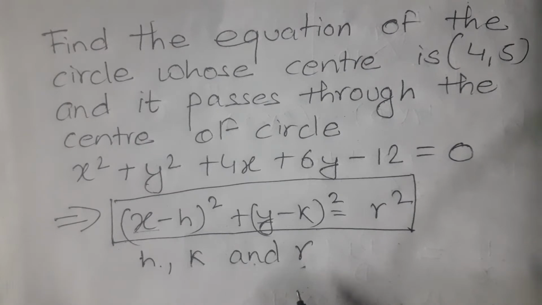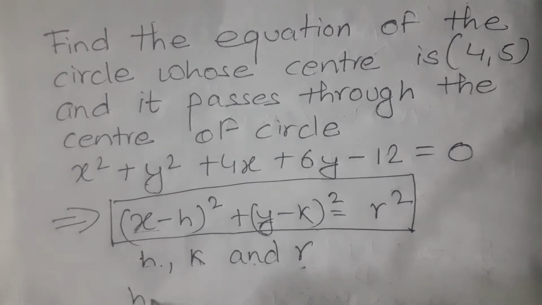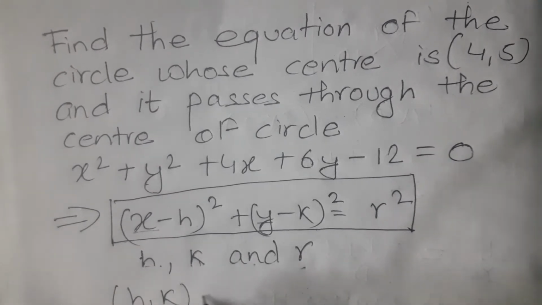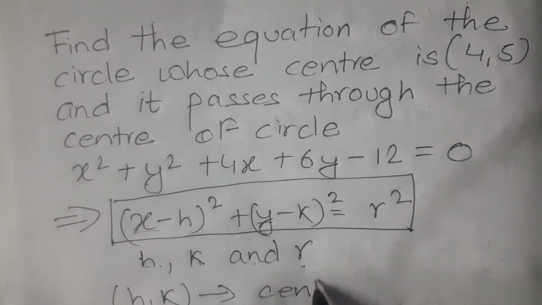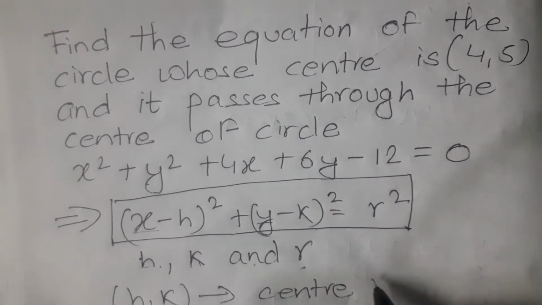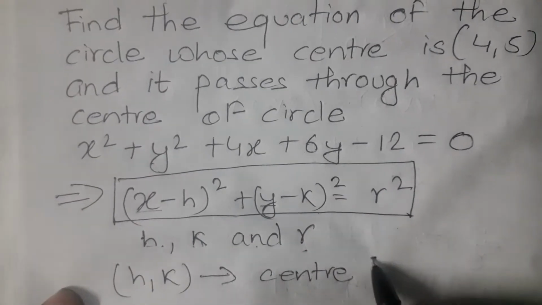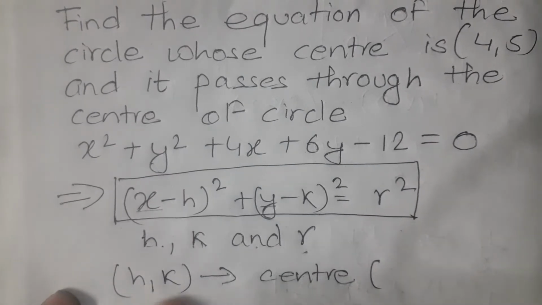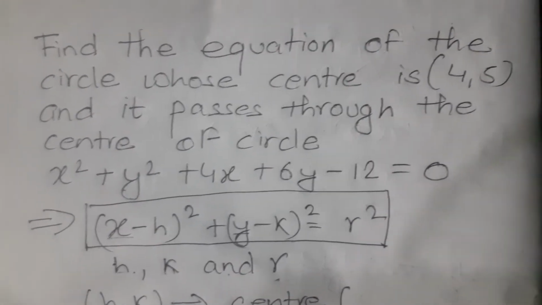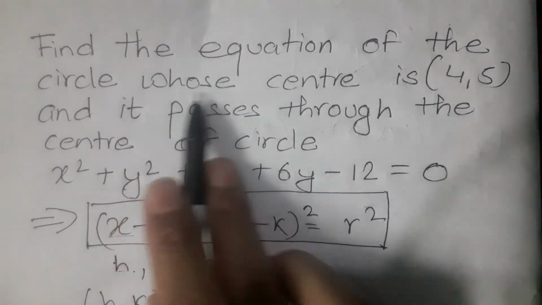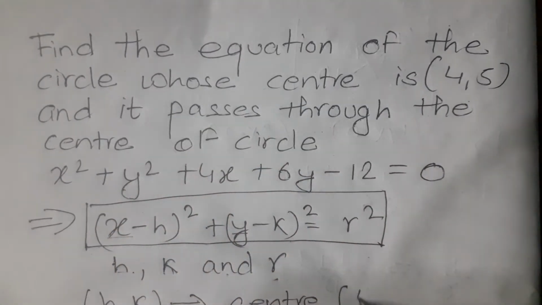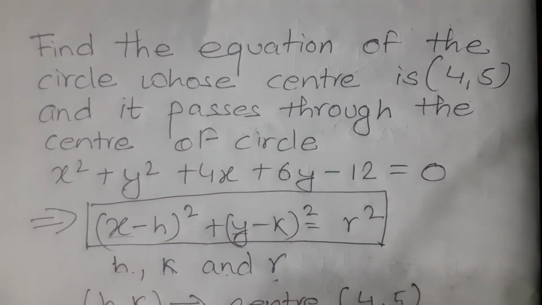So you can see, this h and k means, first you need to understand what is this h, k. This h, k is the center, right? So it could be in the form of the coordinates. So in our question right now, this has been given, like you can see in the question here is given, find the equation of the circle whose center is 4,5. That means 4,5 is available. Okay, that's a very good news.